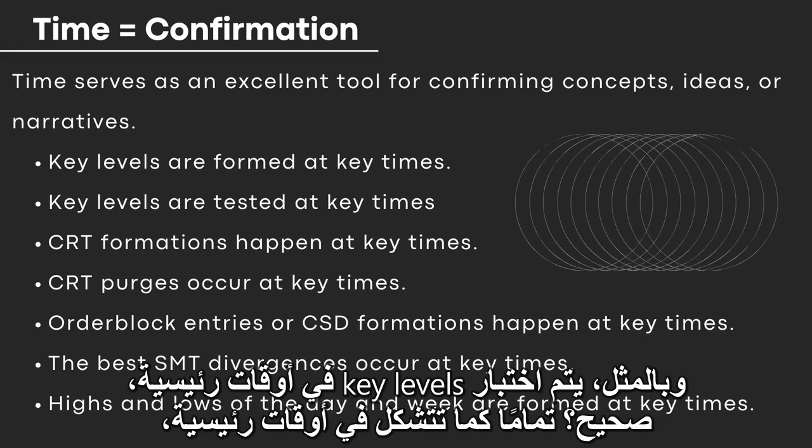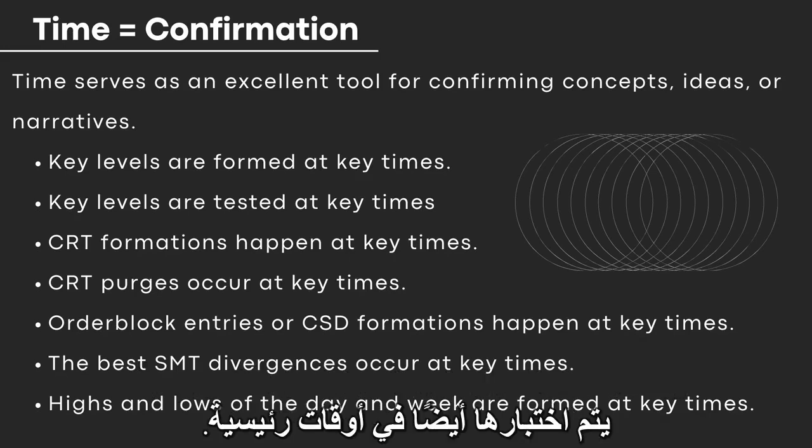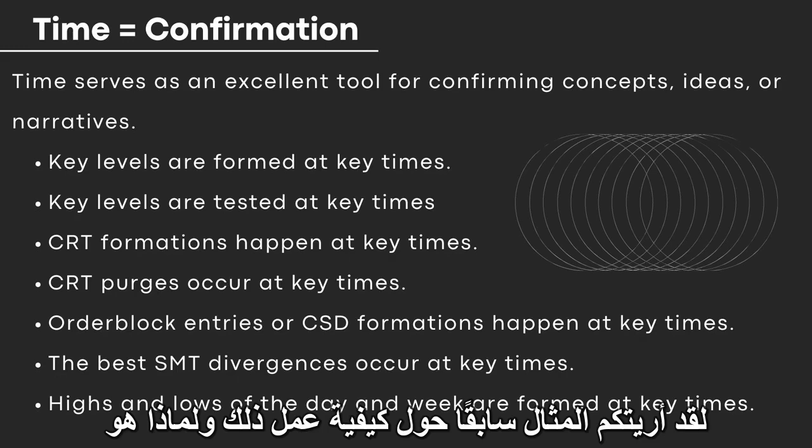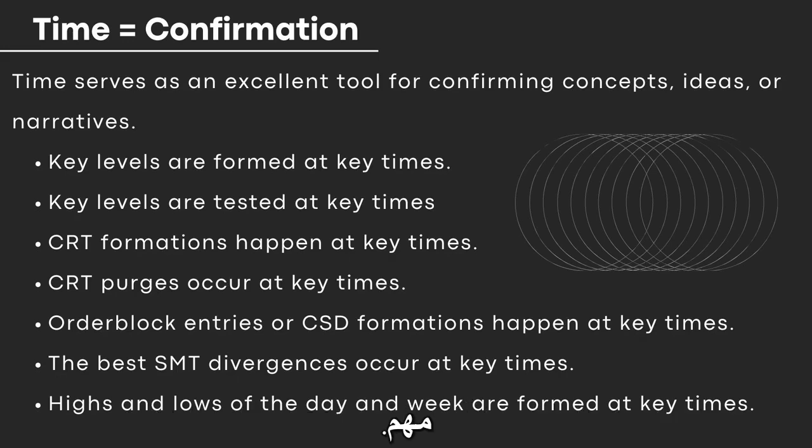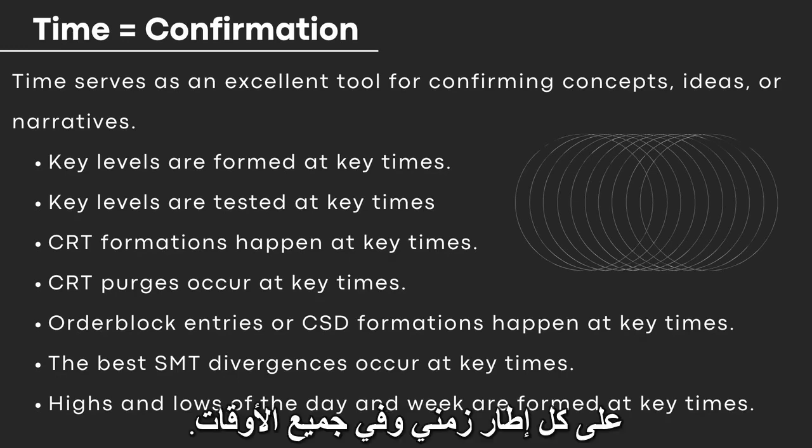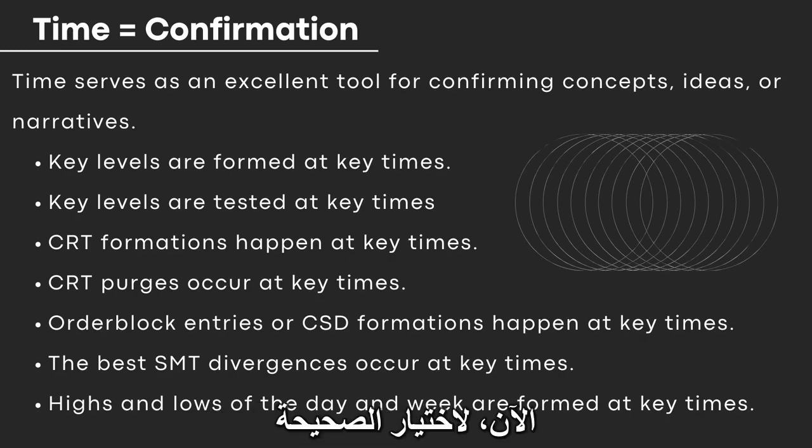Similarly, key levels are tested at key times, right? Just like they're formed at key times, they're also tested at key times. I showed you the example earlier about how this works and why it matters. And just like key levels, CRT formation and both purges occur at key times as well, right? Now we know that CRTs are formed on every time frame and at all times. To choose only the correct ones, you have to use time to filter out the lower probability CRTs, and you'll end up with the high quality ones only.